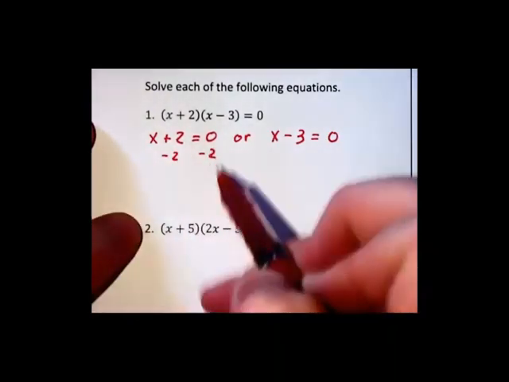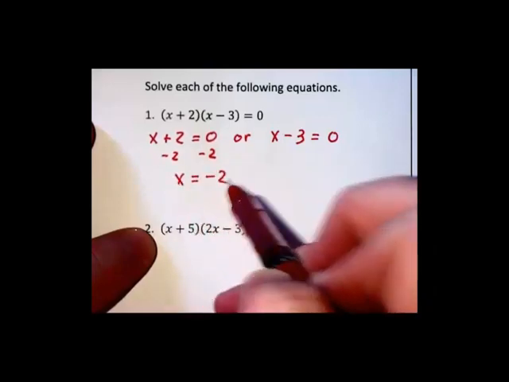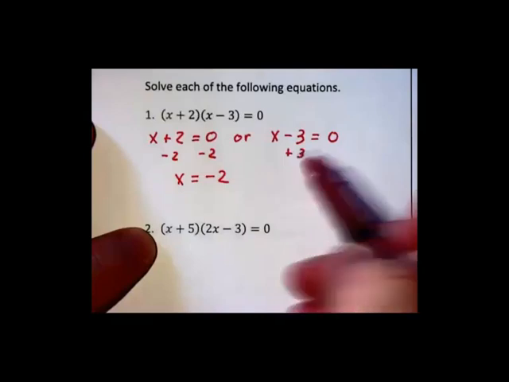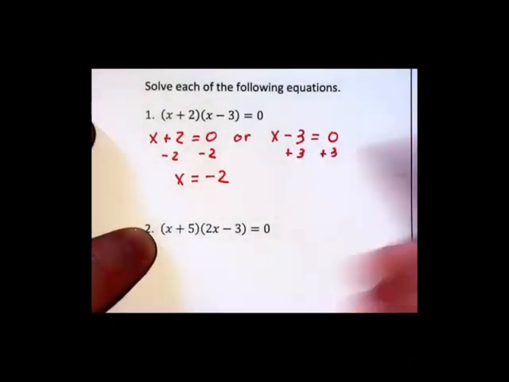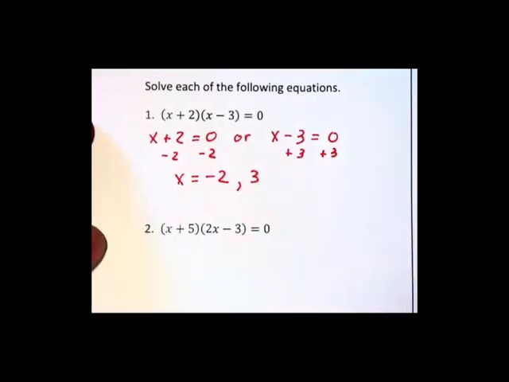We can solve the first one by subtracting 2 on each side, and that gives us x equals negative 2. And the second equation we can solve by adding 3 to both sides of the equation, and we get x equals 3. And we usually write our two solutions with a comma between them.